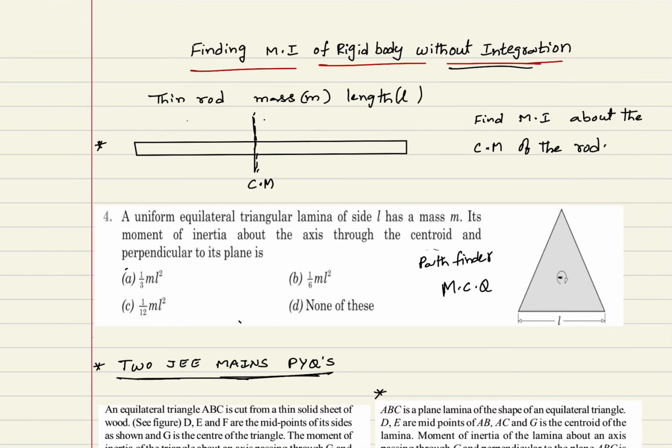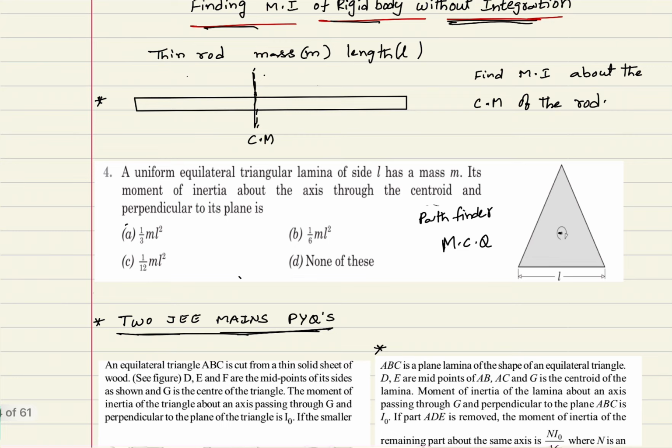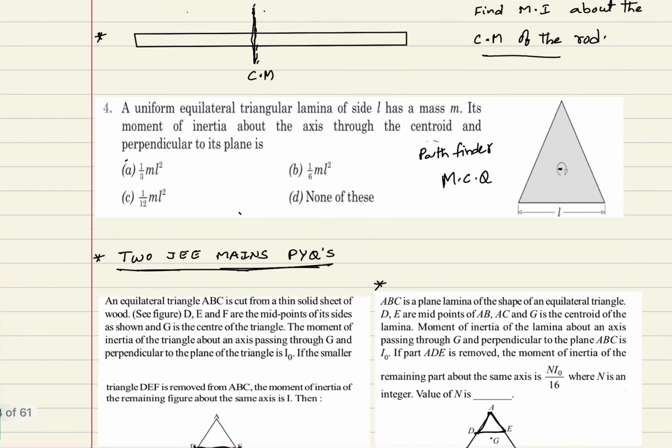Hi everyone. Now I am going to discuss how to find the moment of inertia of a rigid body without integration. For that, I have taken three bodies. One is a thin rod, finding the moment of inertia about its center of mass. Second one I have taken is a triangular lamina. For the triangular lamina, how to find the moment of inertia about its centroid and perpendicular to its plane.